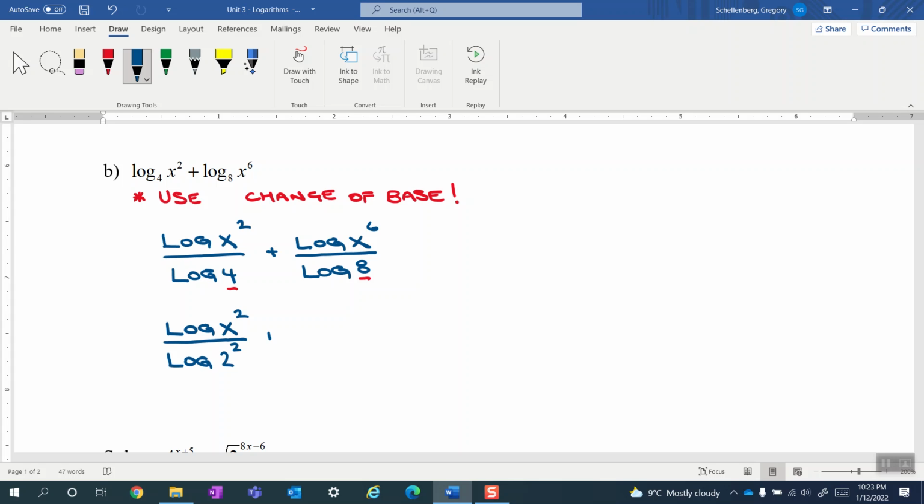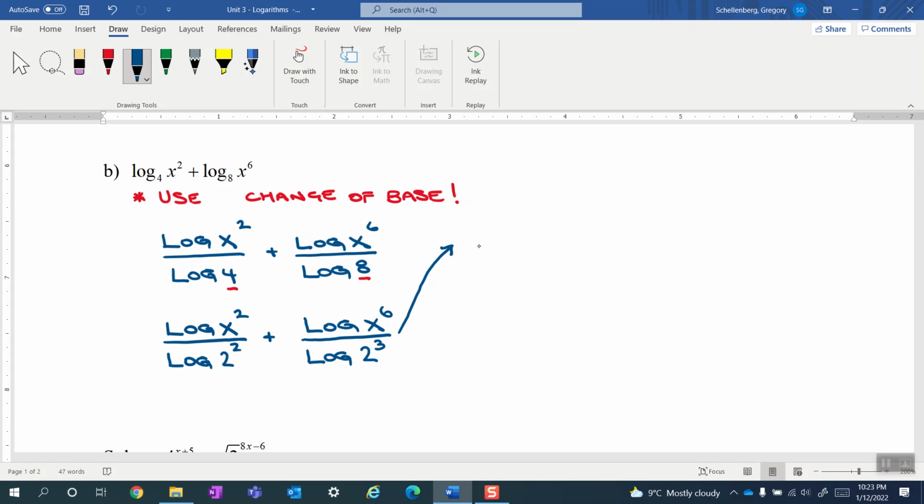Okay. And then we've got the log of x to the power of 6. And we'll rewrite the log of 8. 8 we can rewrite as 2 cubed. Okay, so let's try using power law here, and we'll use that 4 times. So we're going to take the exponent from the argument, and we're going to move it out in front of the logarithms as a coefficient.